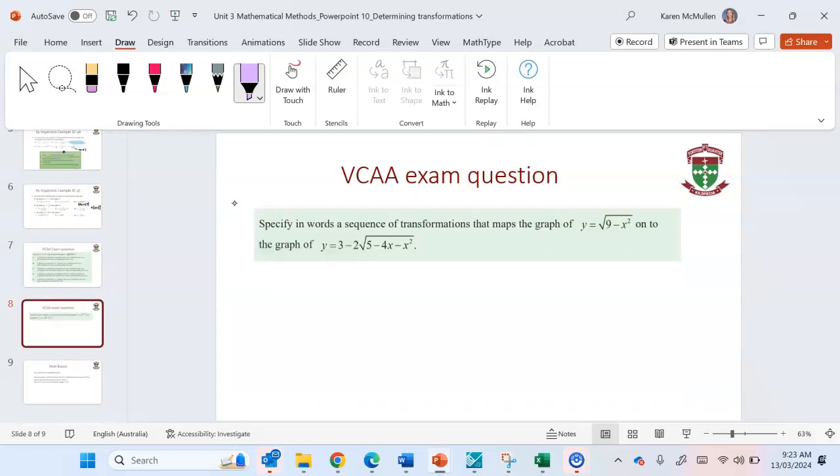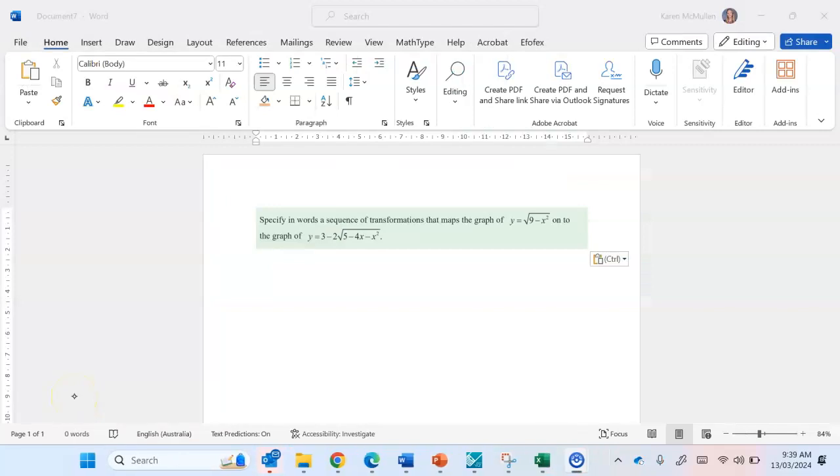Here is an example of a question where we haven't gone from a basic graph. We've gone from this graph here, y equals the square root of 9 minus x squared, to this graph here. So quite complex. Let's have a look in Word because I need a lot of space for this question. This is on a tech-free exam, I think the 2022 exam, and it's only worth 2 marks. Basically, you end up with 4 transformations, and you get a half a mark for each, but you don't get half marks in an exam, so they would round it down. If you got 3 transformations, you're not going to get 1.5 marks, you only get 1.